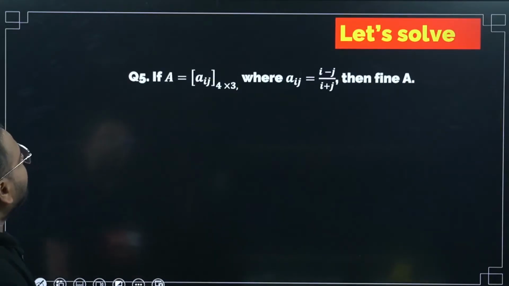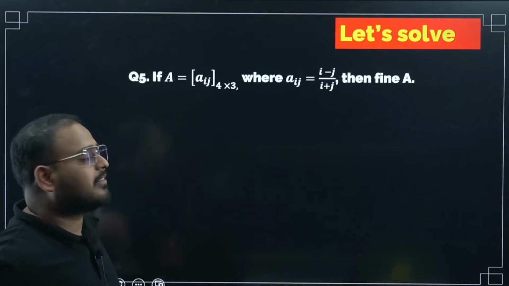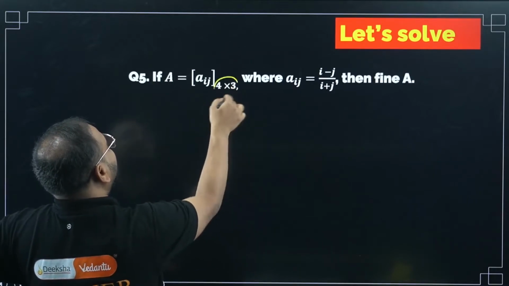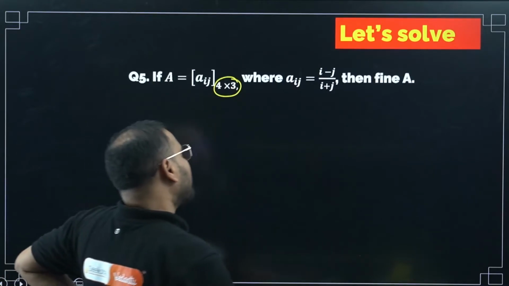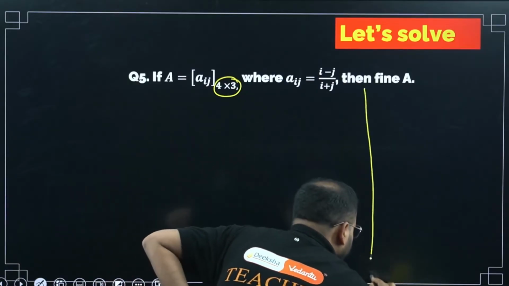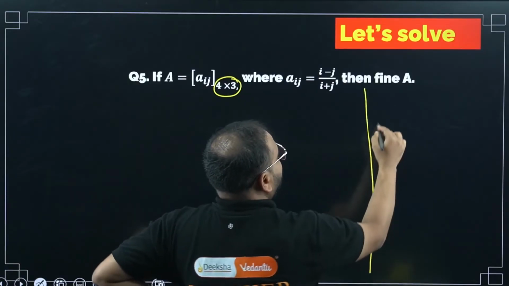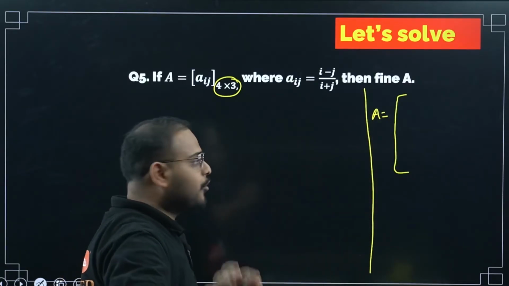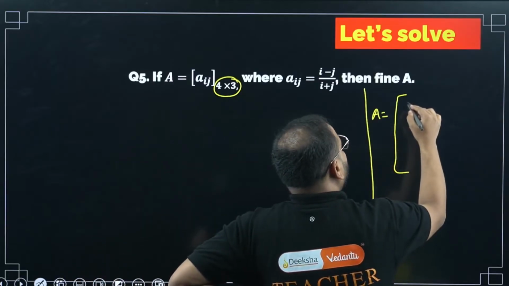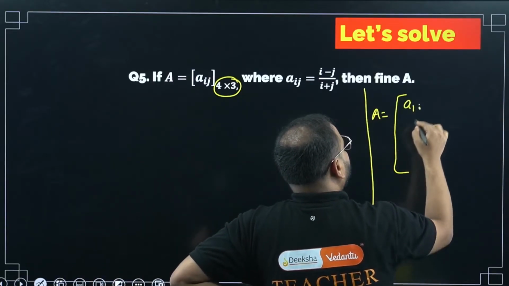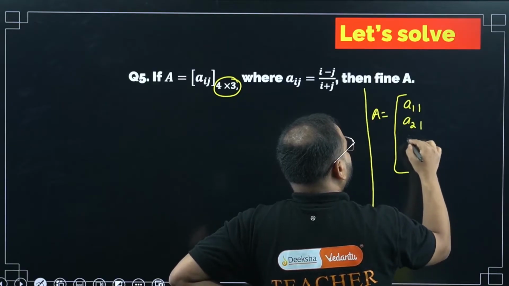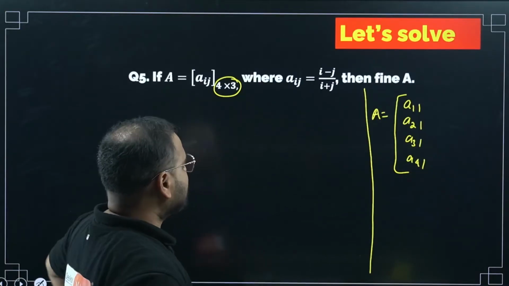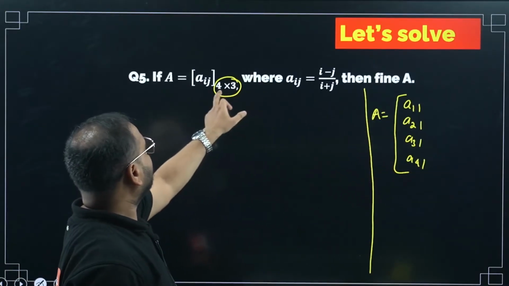In this case, they have given a fractional form: i minus j over i plus j. But what is the order given? 4 cross 3, which means the number of rows and columns will be a little bit more. Again, write the matrix A. How many elements will come? 4 rows are there, no? So I will write the first column like A11, A21, A31 and A41, correct? Because the number of rows is 4.